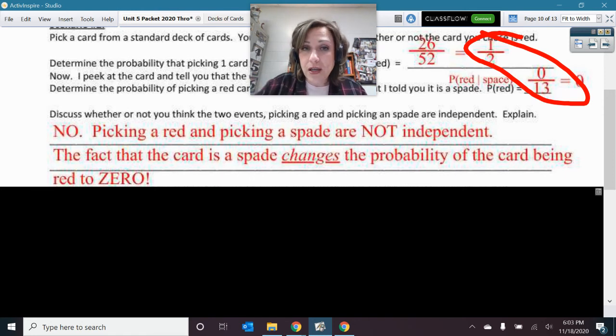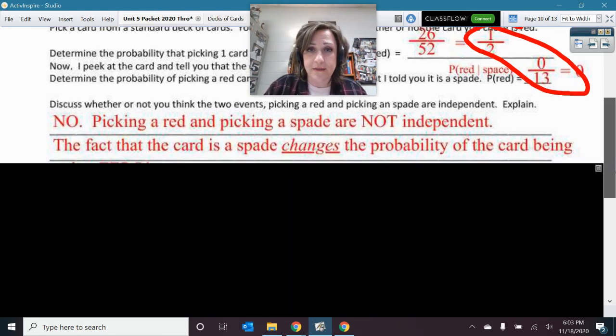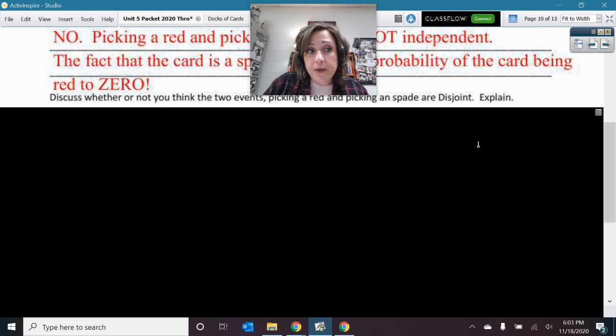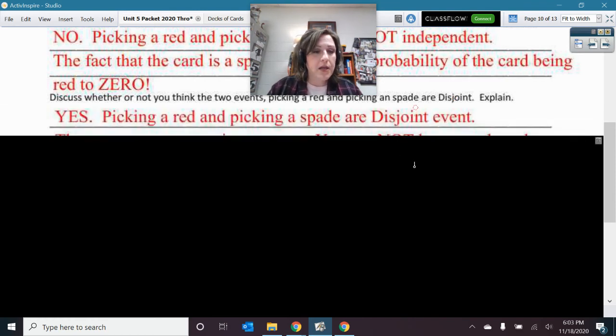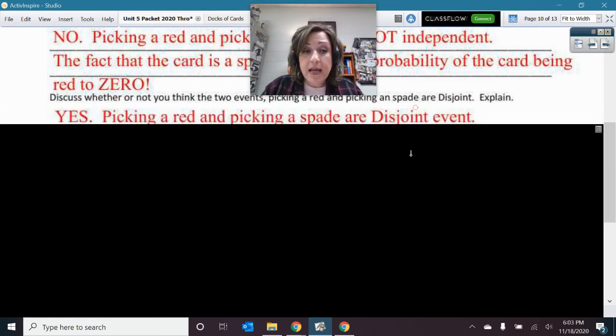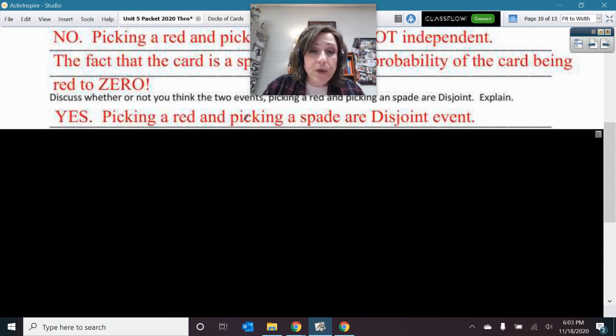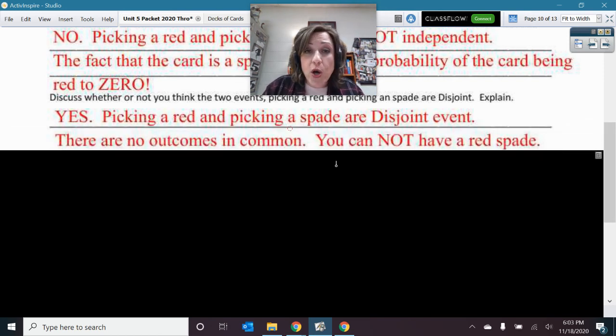But let's talk about that other definition, disjoint. Are picking a spade and picking a red disjoint events or joint? Is there something that could happen? Can they happen in common? Are there red spades? Guess what? They are disjoint because picking a red and picking a spade, there are no outcomes in common.